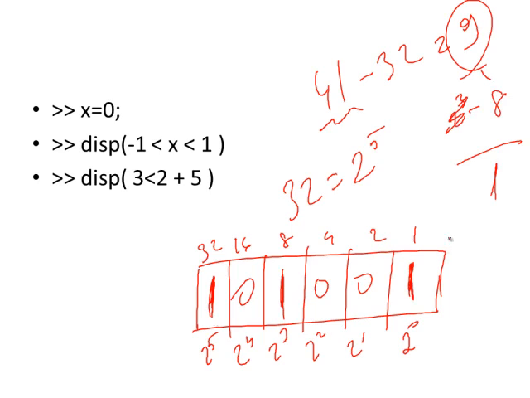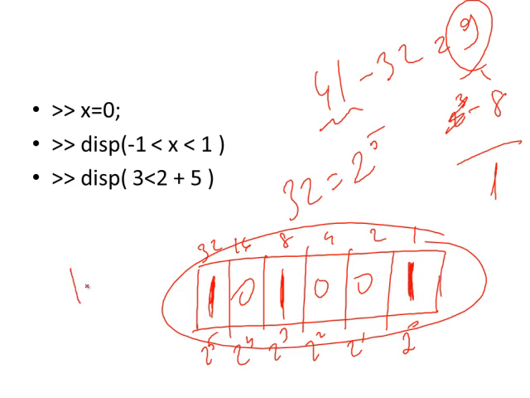Okay, so this is the answer for this problem. 1, 0, 1, 0, 0, 1. And then to confirm your answer, you can go backwards and add up 1 plus 8 plus 32. Okay?